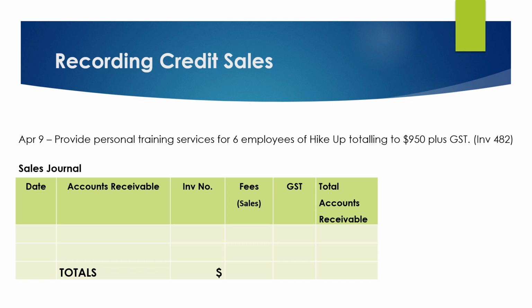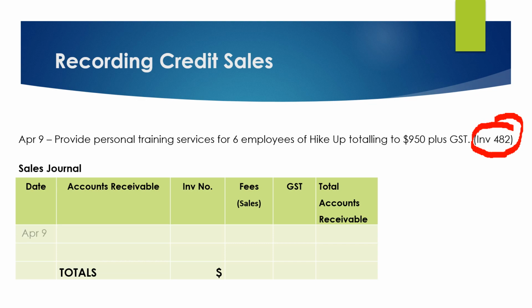Now let us have a look at an example here. On the 9th of April, the business provided personal training services for 6 employees of HiCup, totaling to $950 plus GST. We know that this is a credit transaction because we are given a source document reference number, that is an invoice number. And invoices are usually used to verify credit transactions. We're going to record this credit sale in the sales journal.